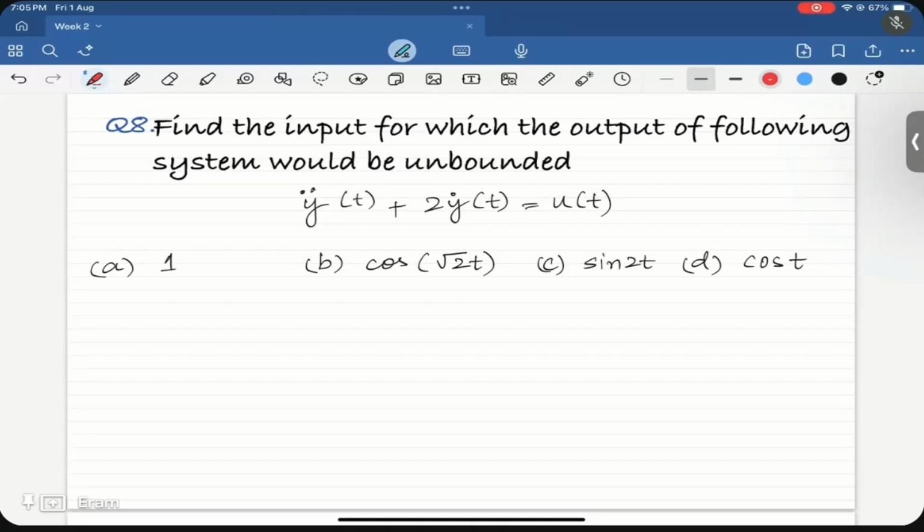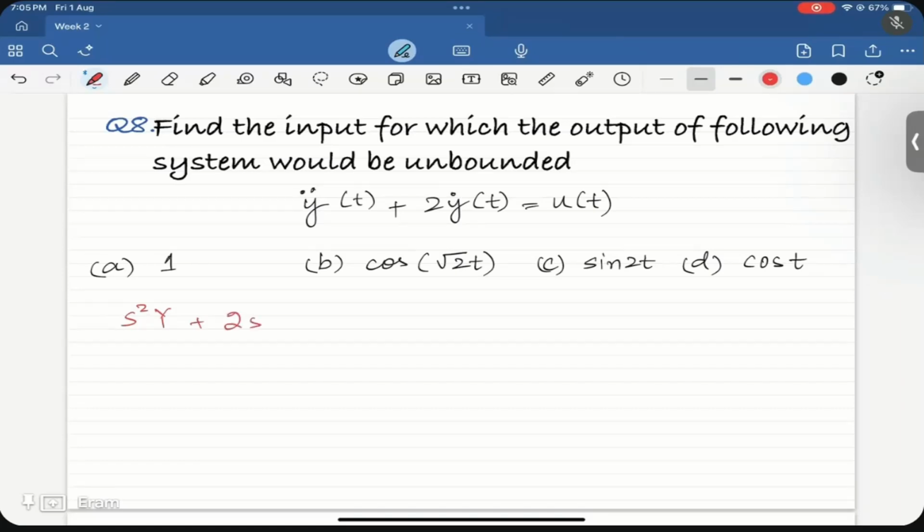So, okay, let's solve it. Ma'am, B option. Cos root 2t. Yes. Okay, let's check.